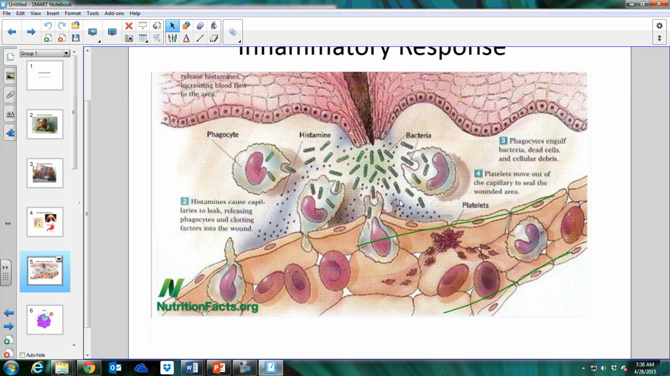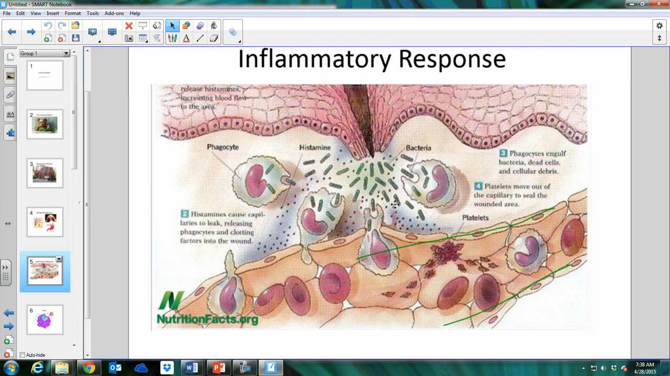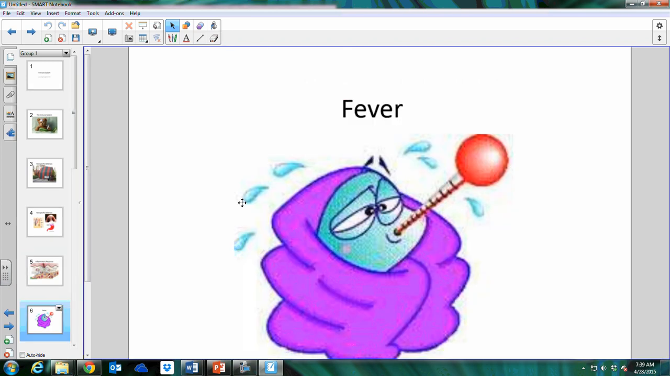People who have allergies basically are having an inflammatory response against non-dangerous things, like pollen or pet hair or something like that. We'll talk about allergies in a second.